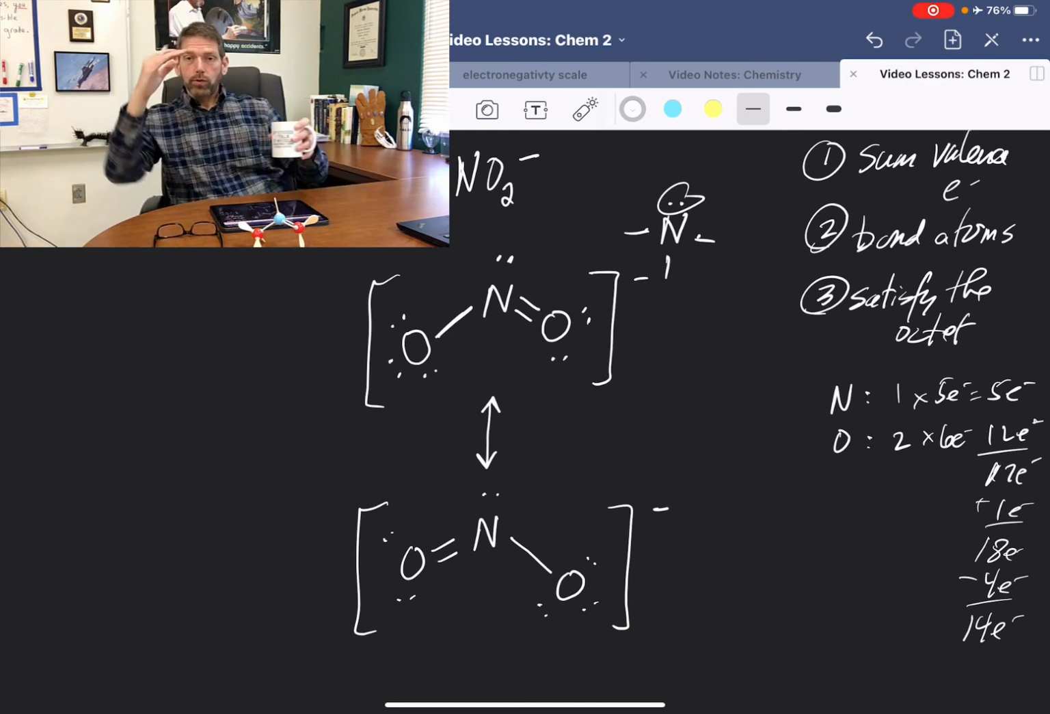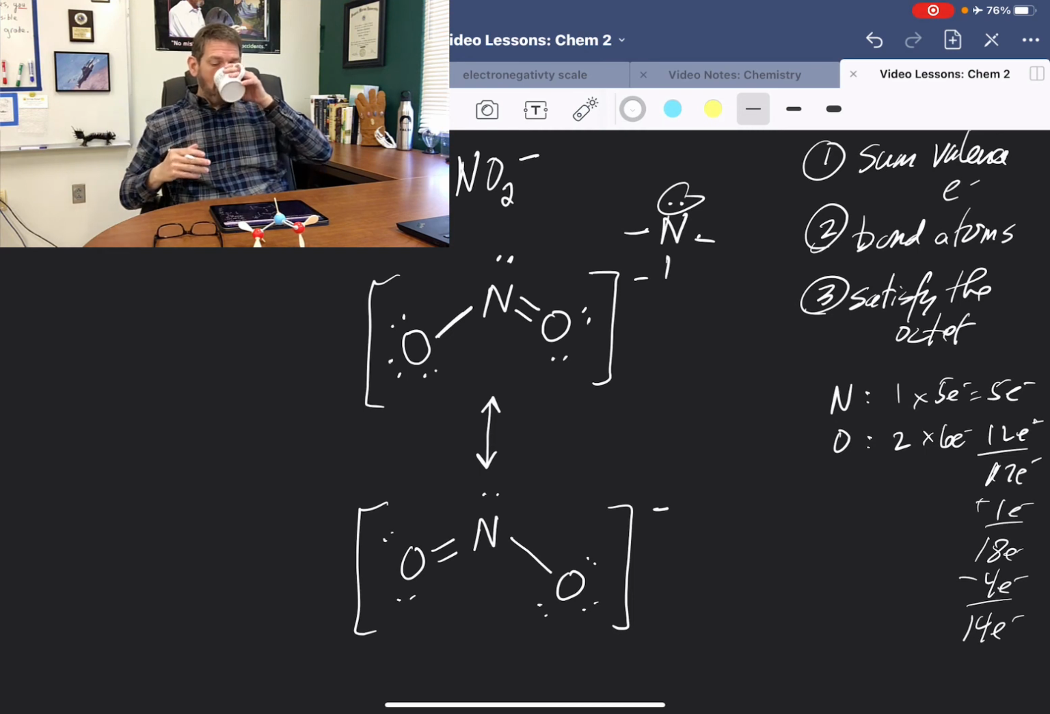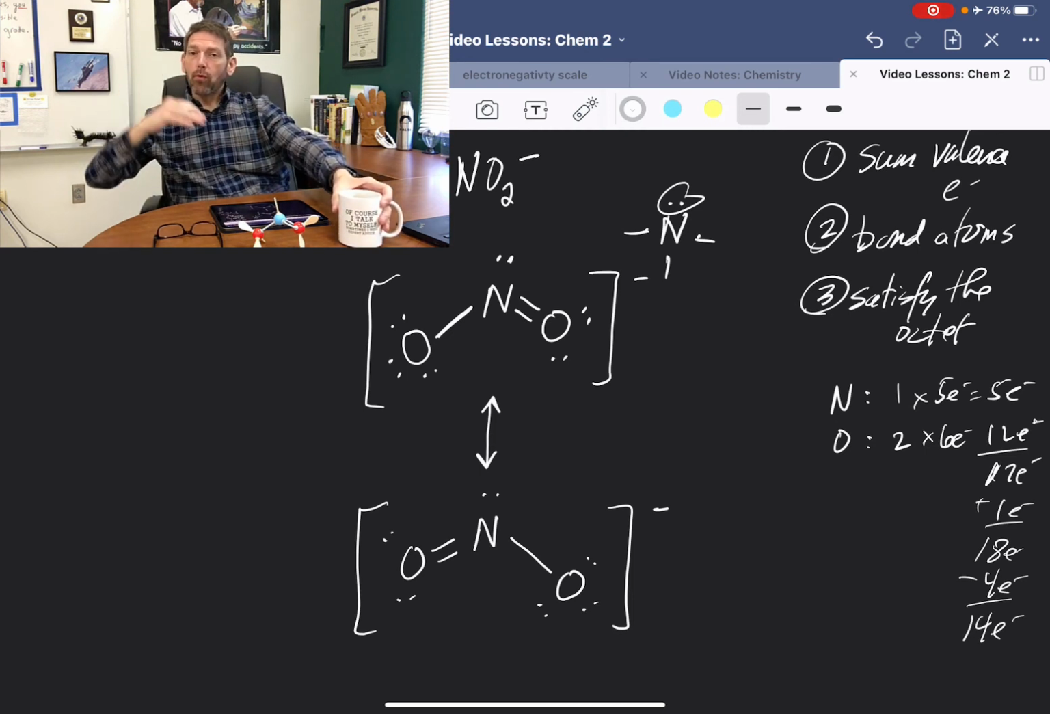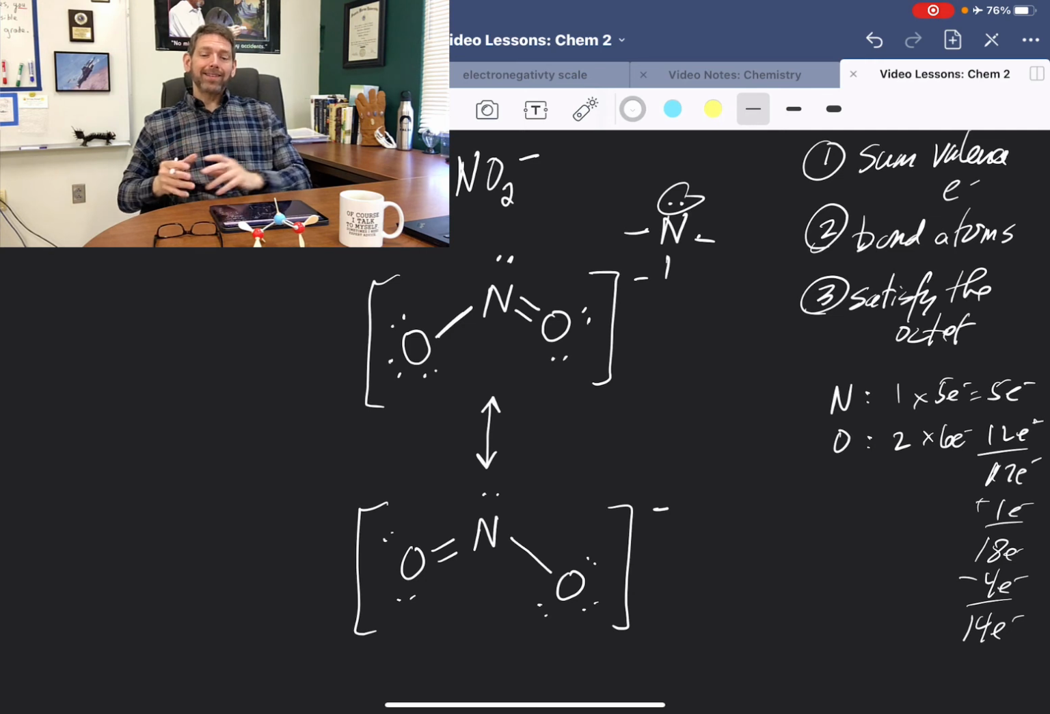There's those 2 forms, and it's resonating back and forth between those 2 forms because the electrons are not static. All right?